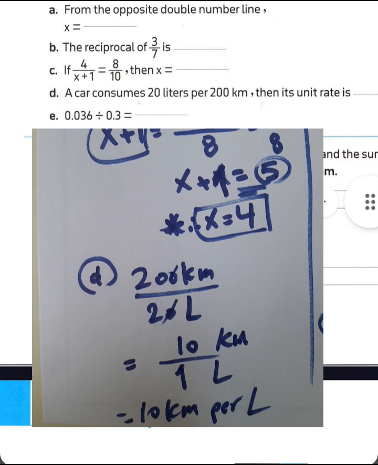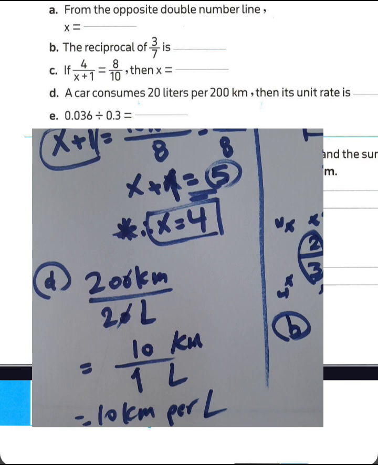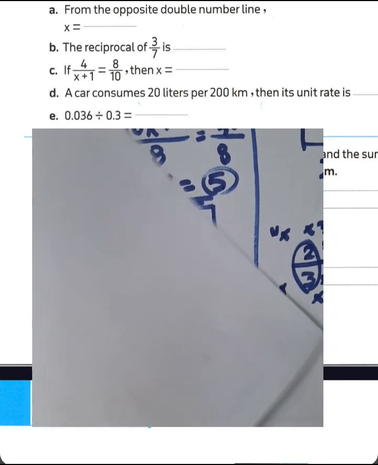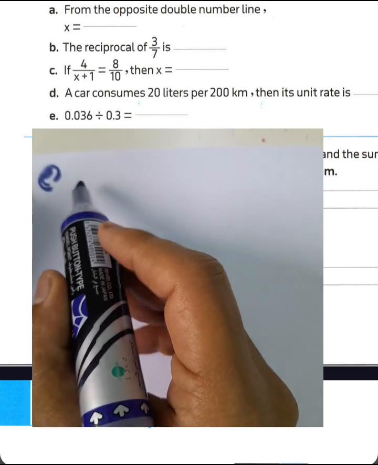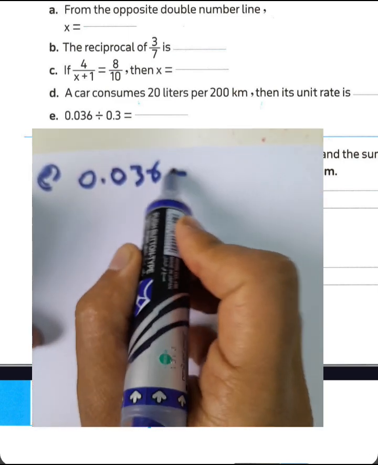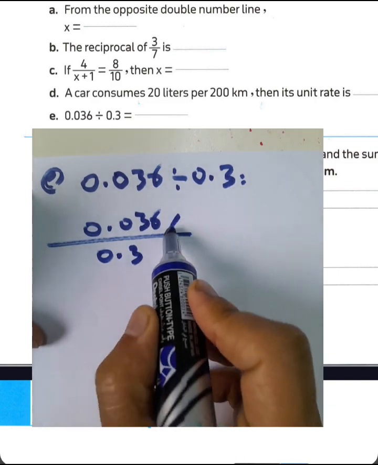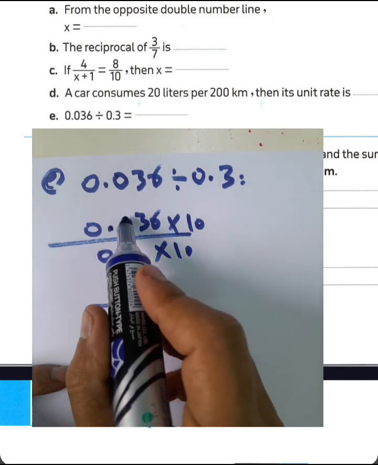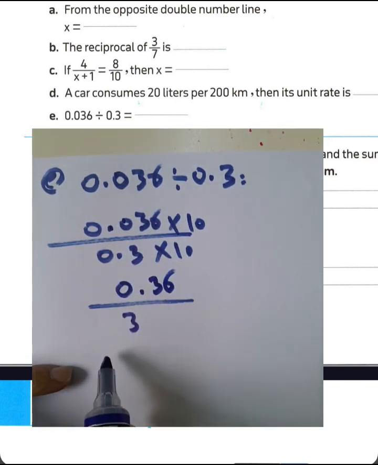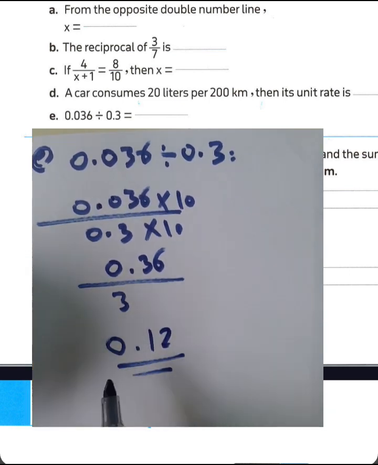Letter E, you want to find the quotient of this example. First step, we must convert the divisor by multiplying the numerator and denominator by 10 to cancel the point. Here we have 0.036 divided by 0.3. Multiply by 10, move the point one place to the right: 0.36 divided by 3. 0 divided by 3 equals 0, 3 divided by 3 equals 1, 6 divided by 3 equals 2. The result will be 12 hundredths.